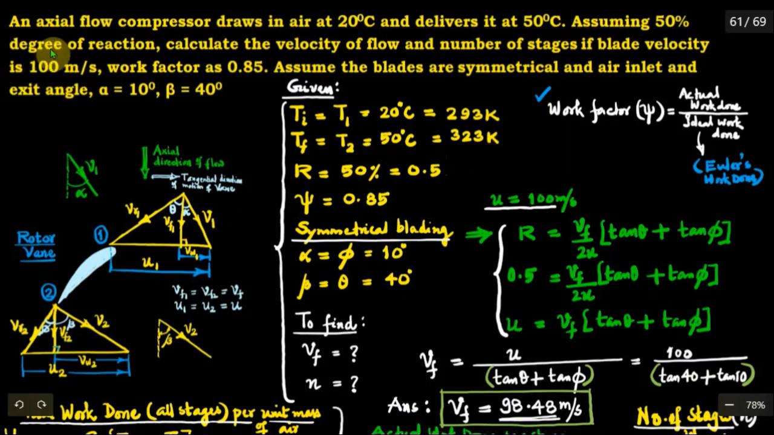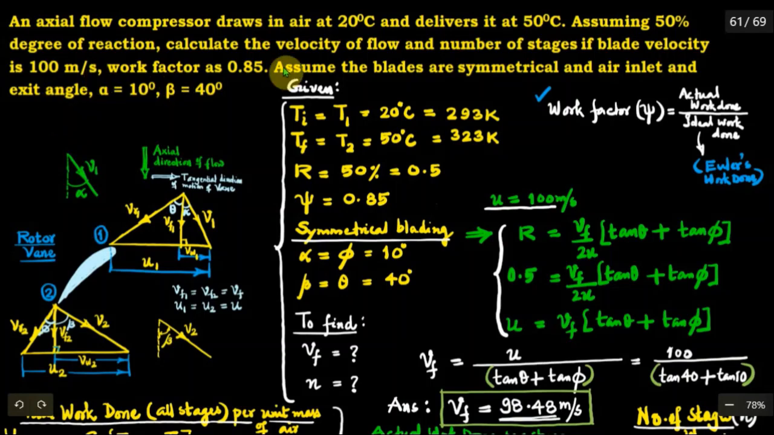Assuming 50% degree of reaction, calculate the velocity of flow and number of stages if the blade velocity is 100 meter per second. Work factor is 0.85. Assume the blades are symmetrical and air inlet and exit angle alpha is equal to 10 degrees and beta is equal to 40 degrees. And we have to assume that degree of reaction is 50%. So denoted by capital R, it is equal to 50%, that is equal to 0.5.